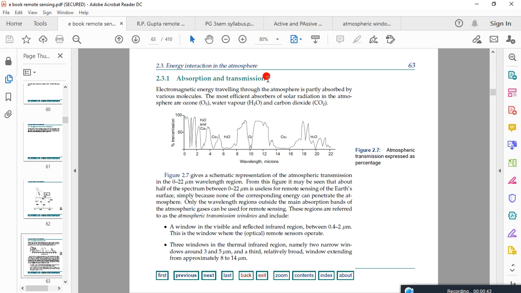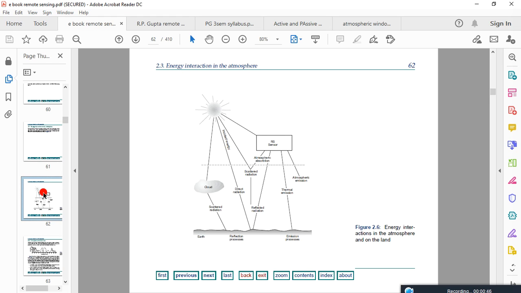Now we already know how the electromagnetic energy interacts with the earth's surface, right? The EME comes from the sun, some of it is absorbed, some of it is scattered and some of it is transmitted back. So the energy which is transmitted back is sensed by the sensor and this is finally used for interpretation. Now the amount of energy which comes to the Earth's surface and after interaction with the surface comes to the sensor, after which we interpret it.